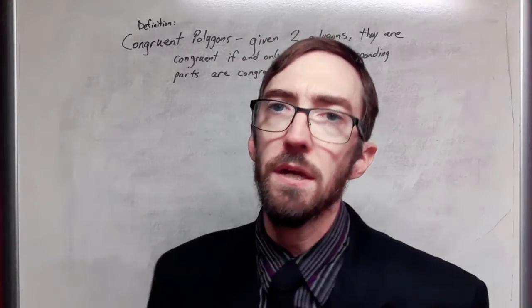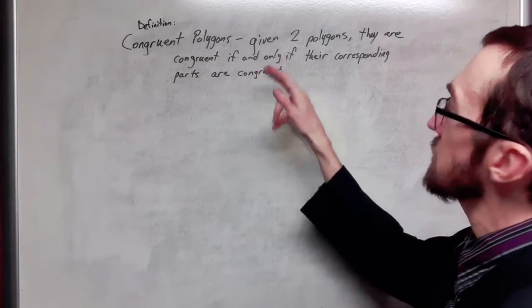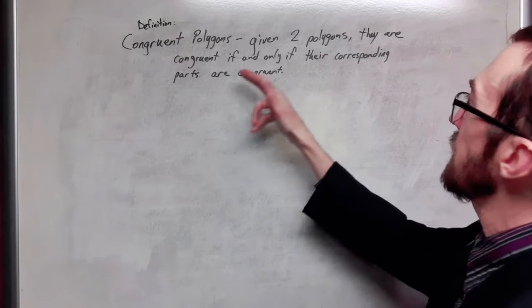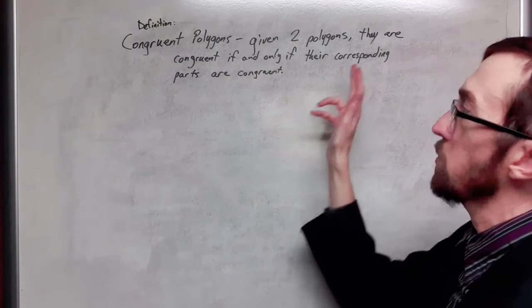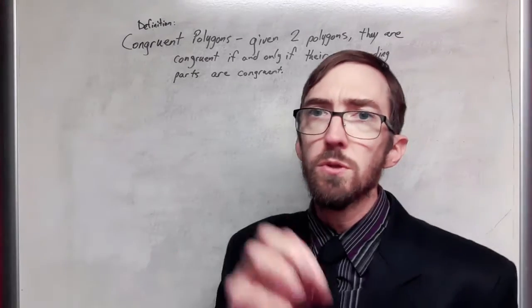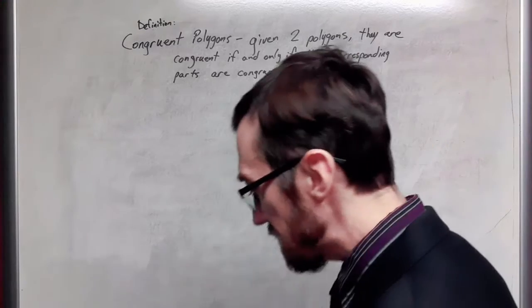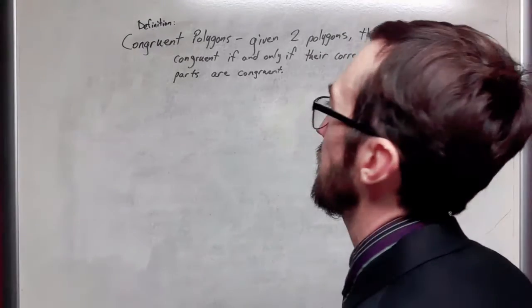First of all, we're going to look at a definition here. We need to have at least two polygons so that we can compare them. They are congruent if and only if their corresponding parts are congruent. So we're going to look at the parts, compare the parts to determine the whole. So let's start out with triangles.